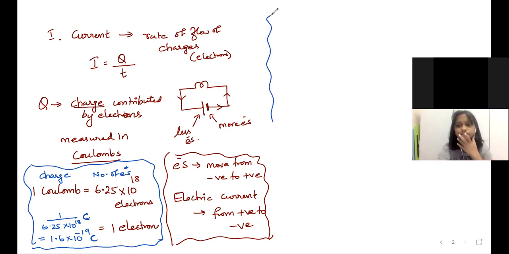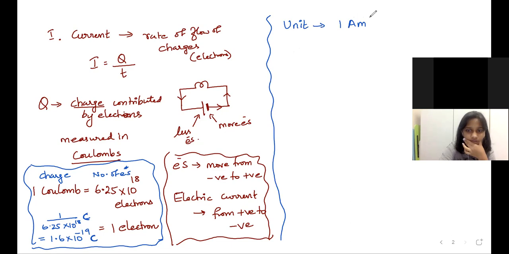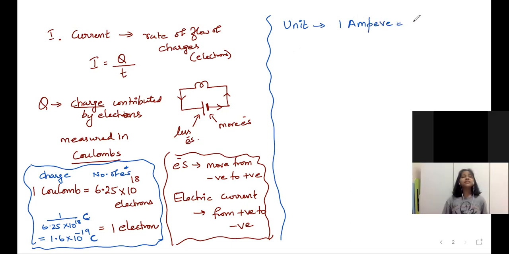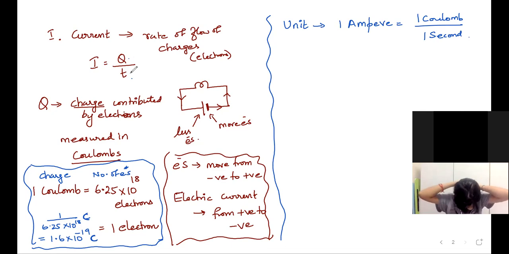Good. So this is about electricity or electric current. Charges in the form of electrons contribute to the flow of electric current. So what is the unit of electric current? Ampere. What is 1 ampere stated as? Charge is in coulombs, time is stated in seconds. So obviously 1 ampere is 1 coulomb per 1 second. When 1 coulomb of charge passes by in 1 second, it's 1 ampere.